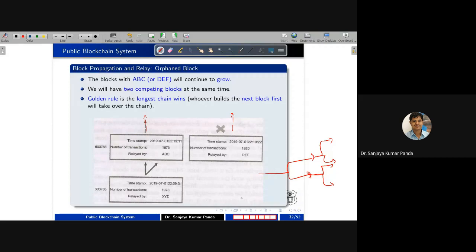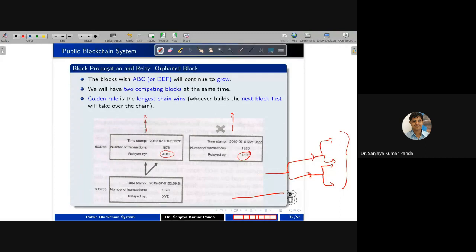But blockchain says that there is a single chain, right? There should not be multiple blockchains, which I am illustrating here. So in order to break this, there is a golden rule which says that you have to go for the longest chain. Longest chain always wins, right? So we'll say ABC and DF. Out of these two, whoever builds the next block faster will take over the chain. If ABC builds the next block, then ABC continues. If DF adds the next block first, then DF continues.